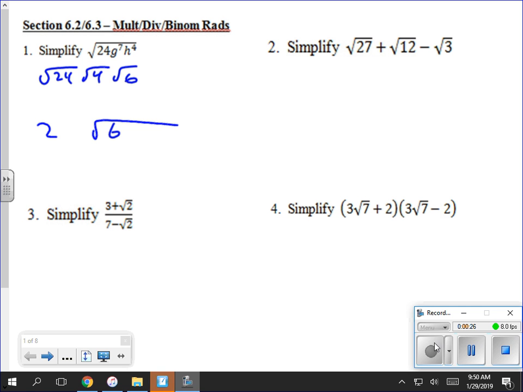And then for the exponents, it's easy. Because I have a square root, my index is 2. Divide the powers by 2. Whatever I get comes out front. The remainder stays inside. 7 divided by 2 is 3 with the remainder 1. So I have g cubed and g to the first. And then 2 goes into 4 evenly twice, so I have h squared. To neaten it up, 2g cubed, h squared, square root of 6g.